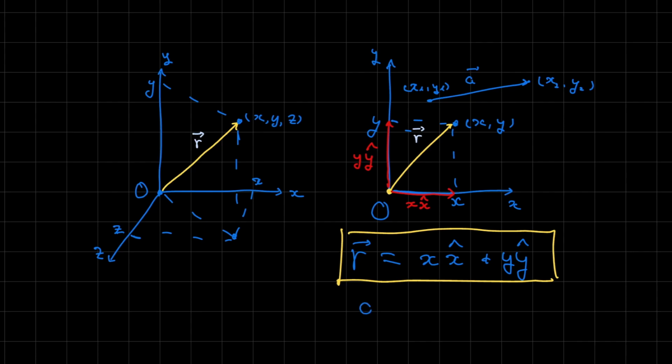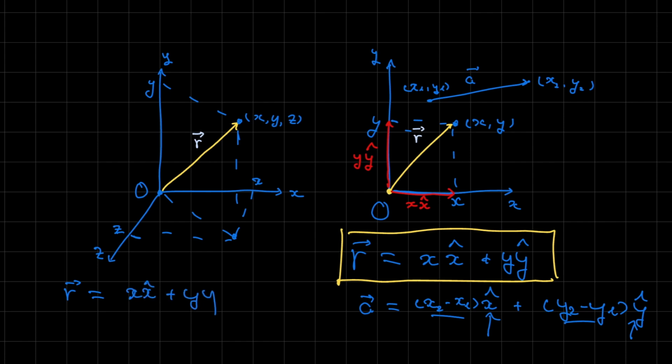You can also do the same with A. What you can see here is that you just match the x coordinate and the y coordinate to their unit vectors. The same goes for the 3D coordinates, which makes r equal x times x hat plus y times y hat plus z times z hat.